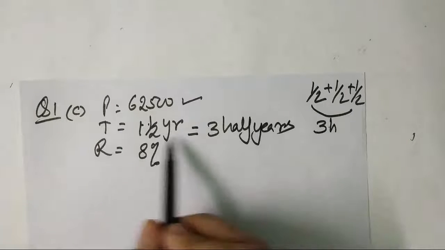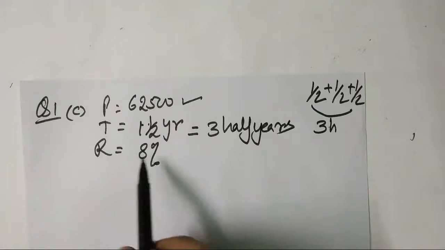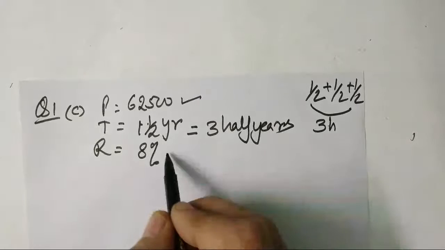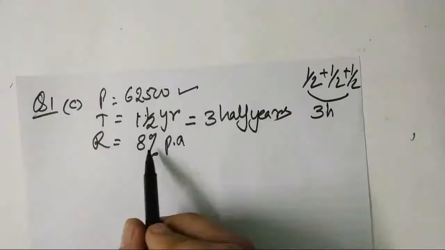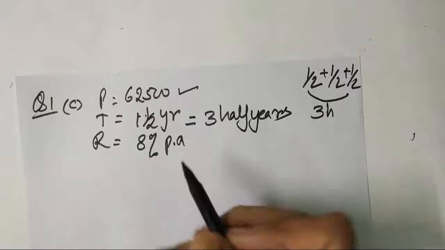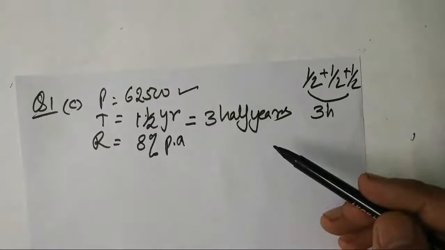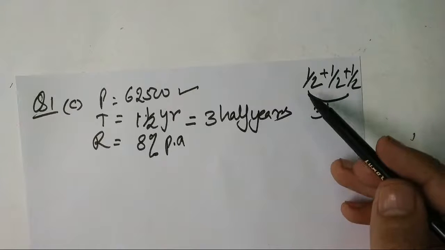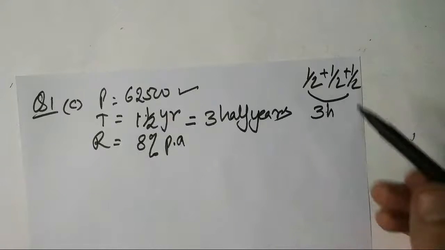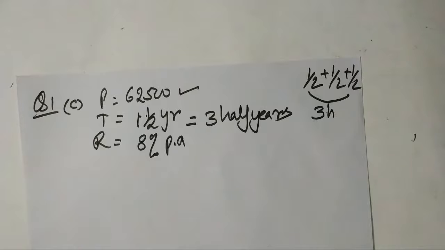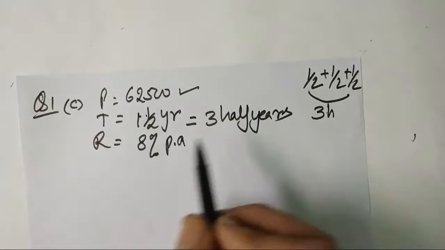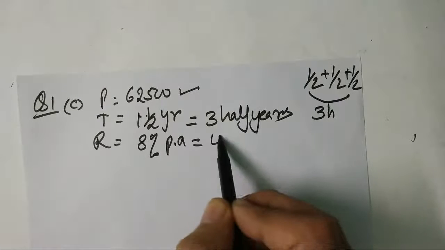So time becomes 3 half years, and the rate is 8% given per annum. It is written PA, but we have to give the interest every half year. So half year means the bank will give interest after every half year. So how many times will you get the rate? You will get the rate 3 times. Therefore, you will not get the full 8% rate. For every half year, you will get a 4% rate.